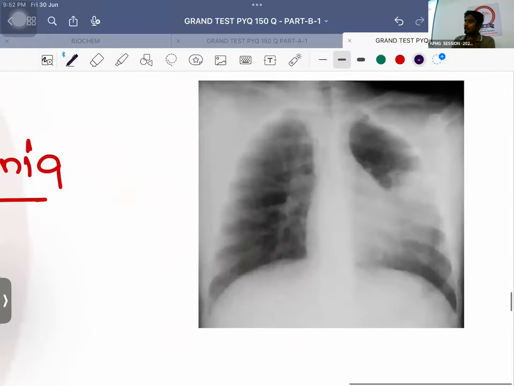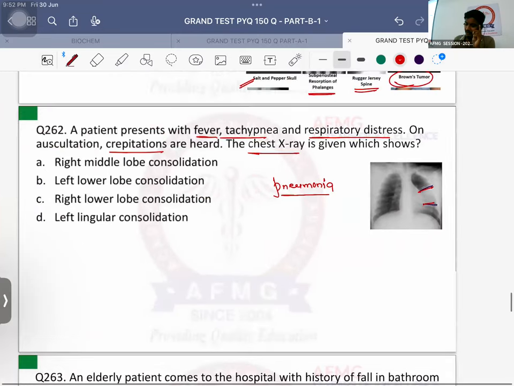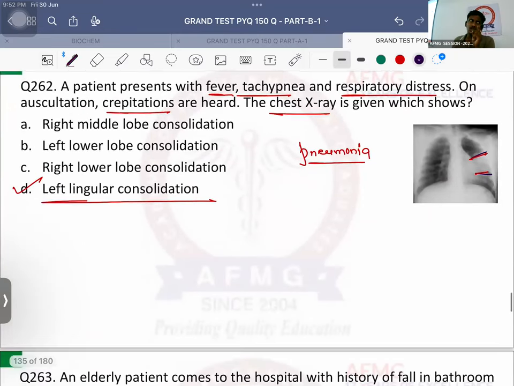Which lung is showing consolidation? Definitely the heart shadow is on this side, so it is the left lung. Okay. And which part of the left lung? There are only two lobes of the left lung, upper or lower lobe. And the lower lobe has a part and that is called as lingula. So therefore it is a left lingular consolidation.